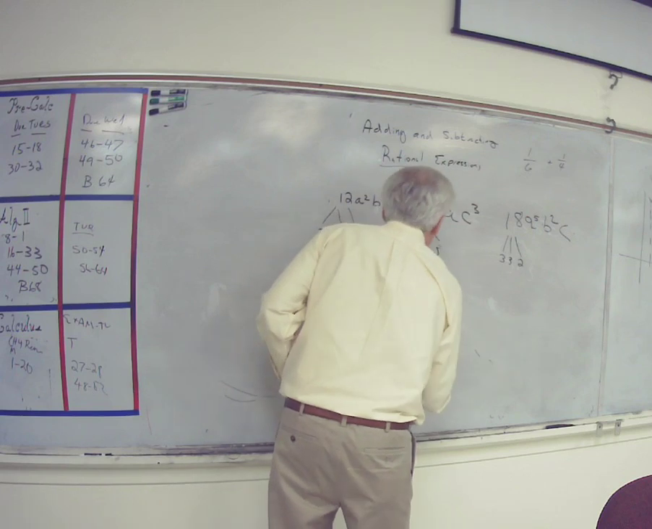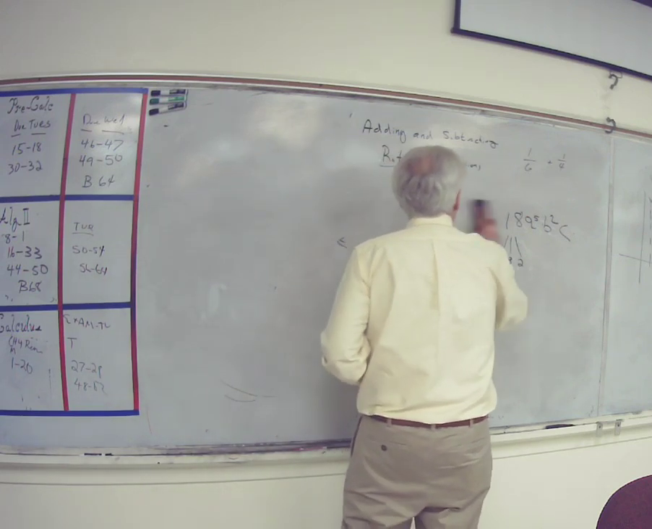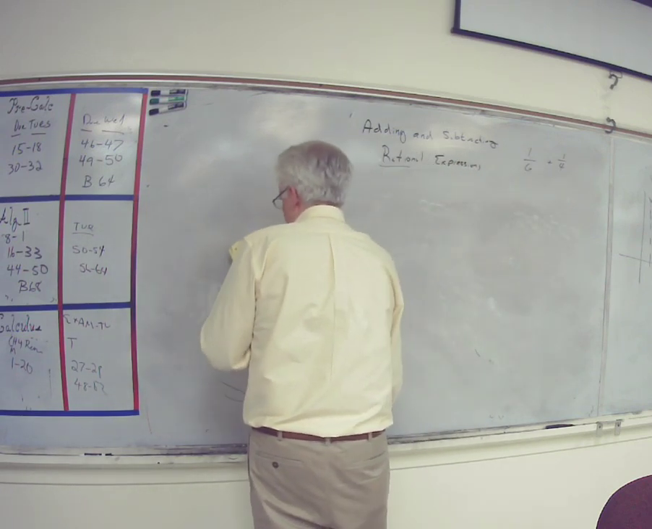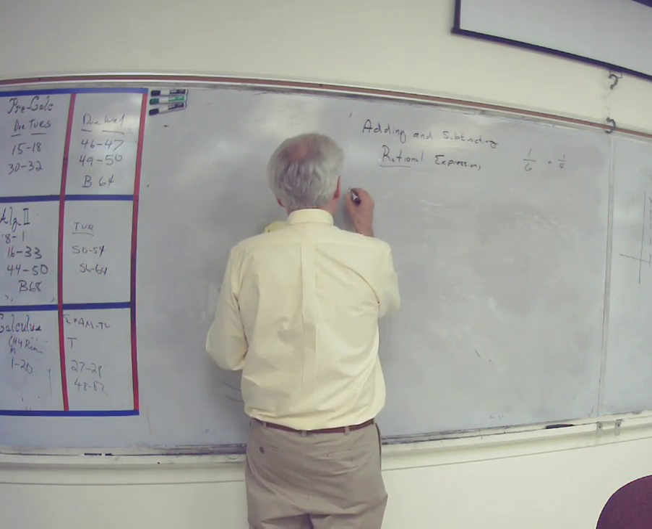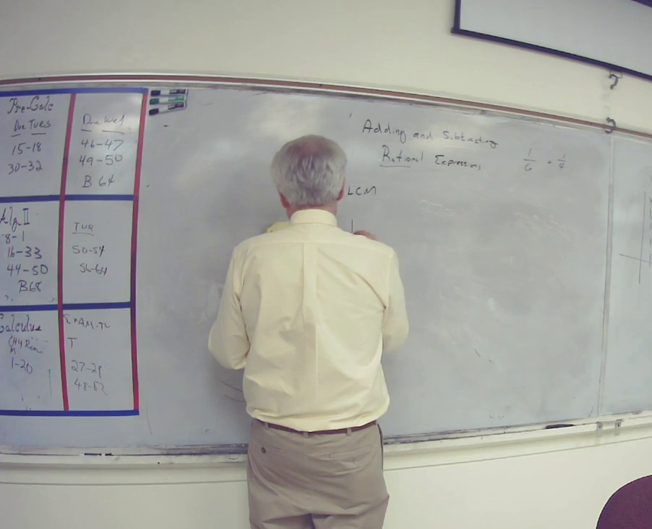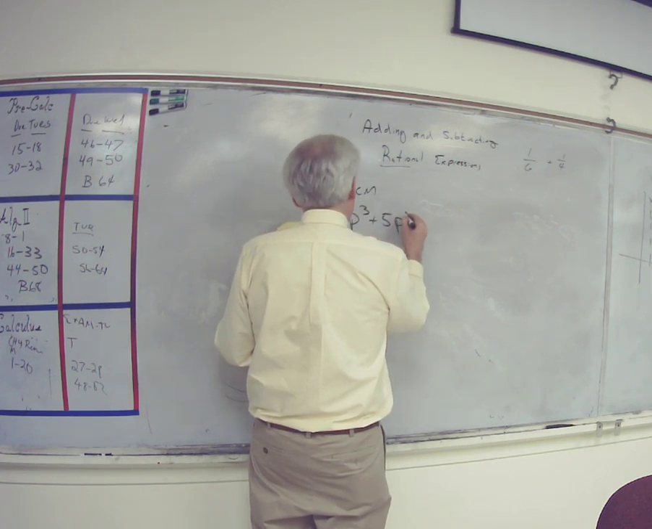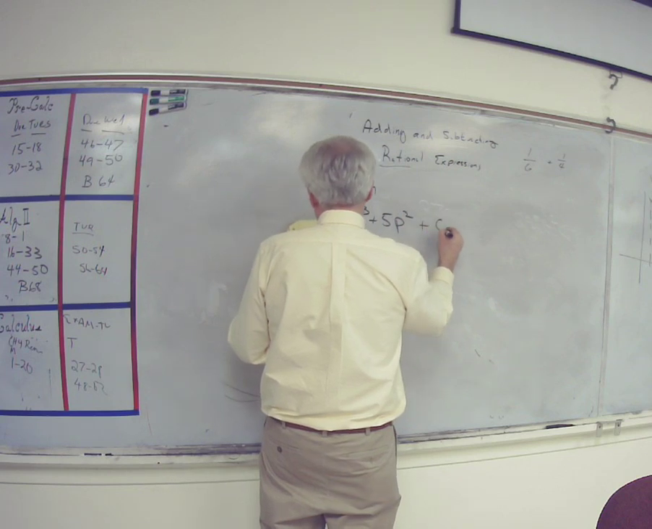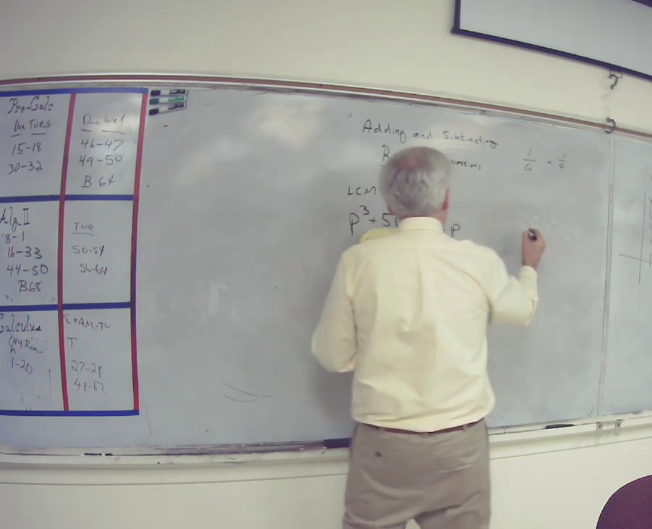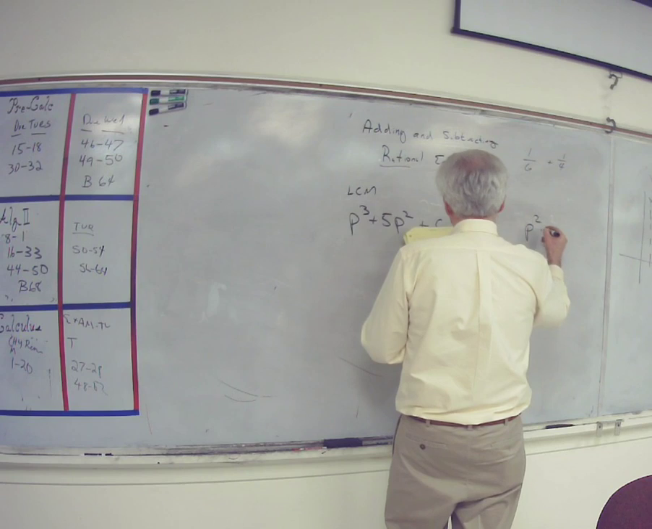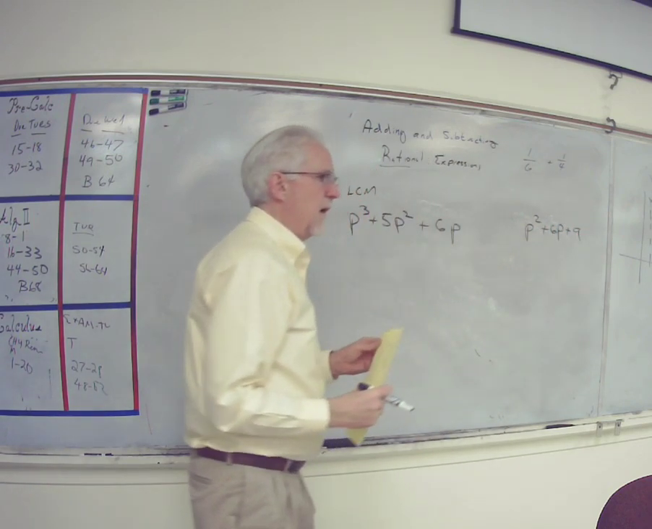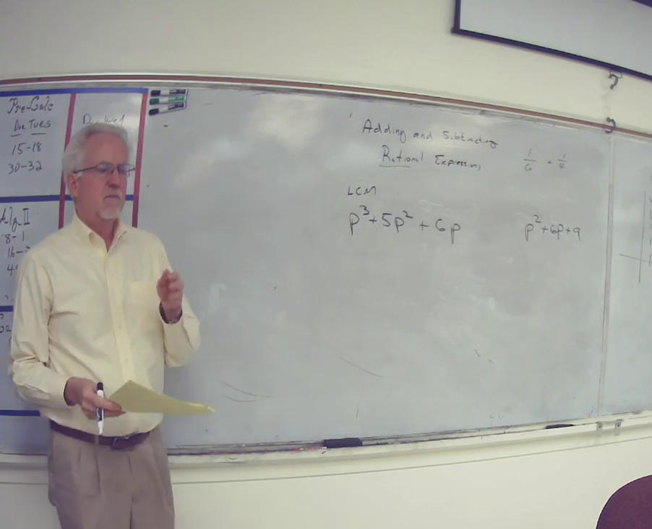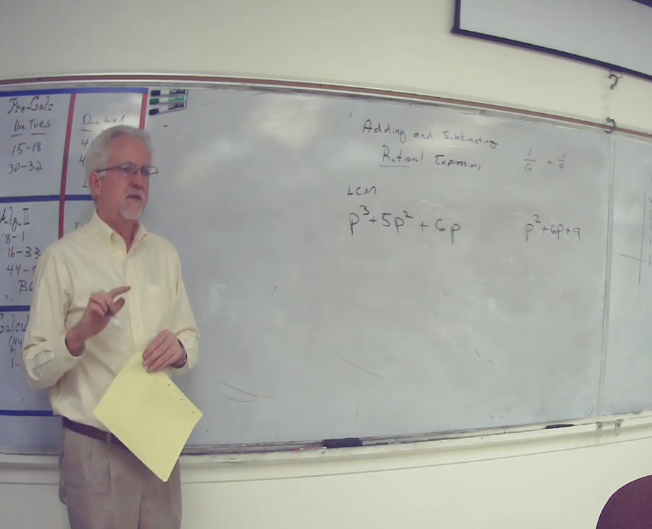Okay, let's see if I can make it a little bit harder. I want the least common multiple of p cubed plus 5p squared plus 6p and p squared plus 6p plus 9. All right. If I'm going to find the least common multiple, Kelsey, what's the first thing that you think I should do?